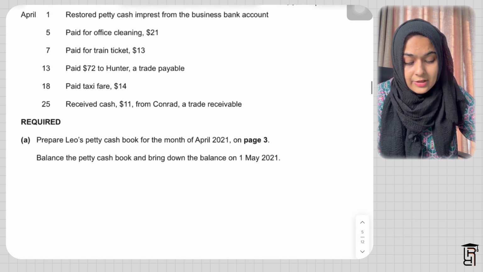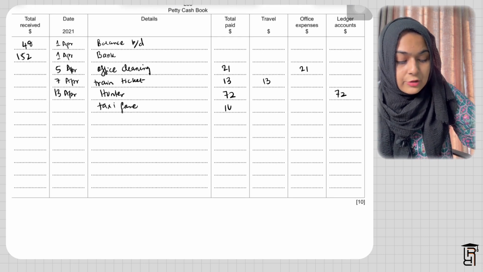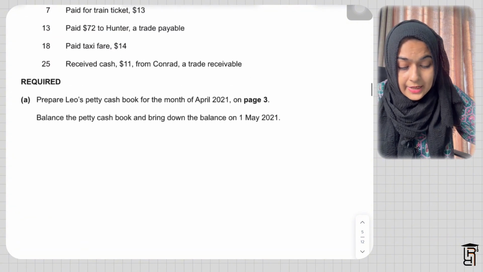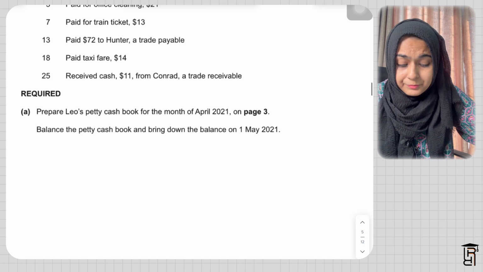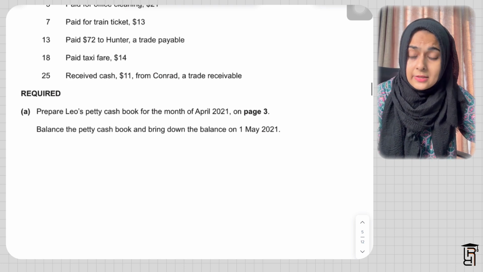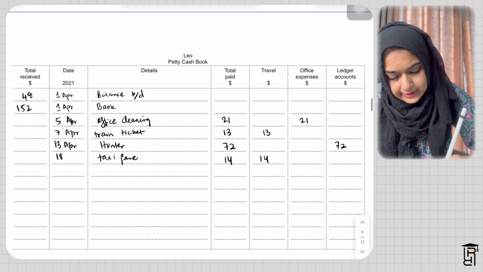The next transaction says paid taxi fare $14. So I'll write here taxi fare, $14 in total paid, and $14 in travel expenses. Travel is the T account that will be maintained in the nominal ledger. This is April 18th, so I'll write here 18th April.